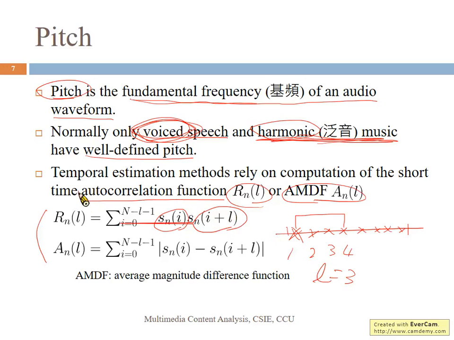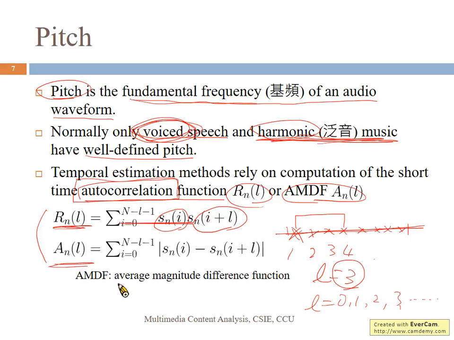Okay, and this is called autocorrelation. That is, we try to calculate the correlation between the sample points in the same set. This is called the autocorrelation when they are apart by L equal to 3. And of course, we can define L equal to 0, 1, 2, 3, and so on. Okay, and this is the first way.